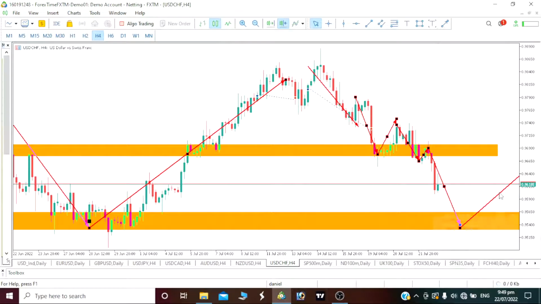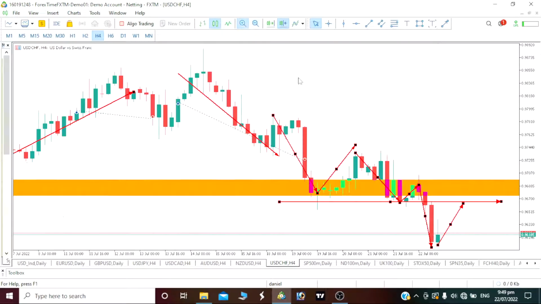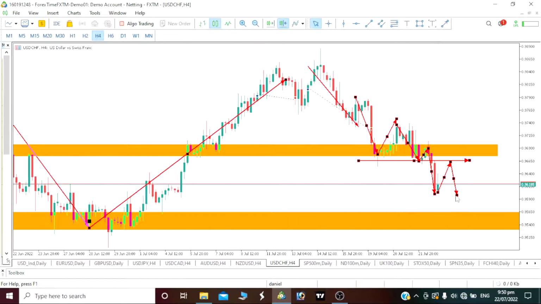But before you take your sell position, let us get a retracement to around this key level area where our price broke below it. Once we have that retracement to where our price broke below, then we can take our sell on our USD Swiss franc to around 0.9400. What we are aiming for this week is 0.9400. Then we can consider going bullish.